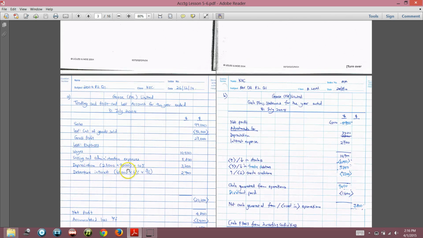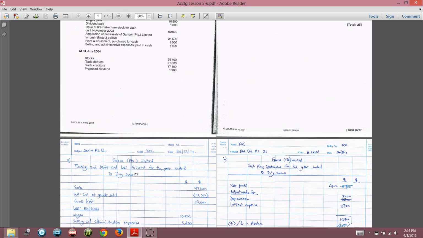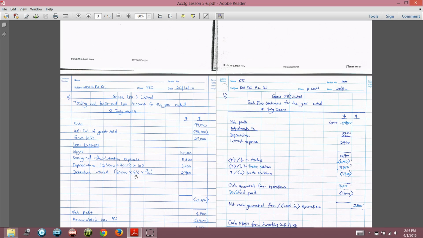So debenture interest will be 60,000. The question says it is 6% debenture, so times 6%. And how many months was it? It's issued on 1 November. So as at 31 July, how many months have passed by? November, December, January, February, March, April, May, June, July. That is 9 months. So 6% is for 1 year. If you want to calculate the interest for 9 months, you should take times 9/12. So the debenture interest is 2,007.